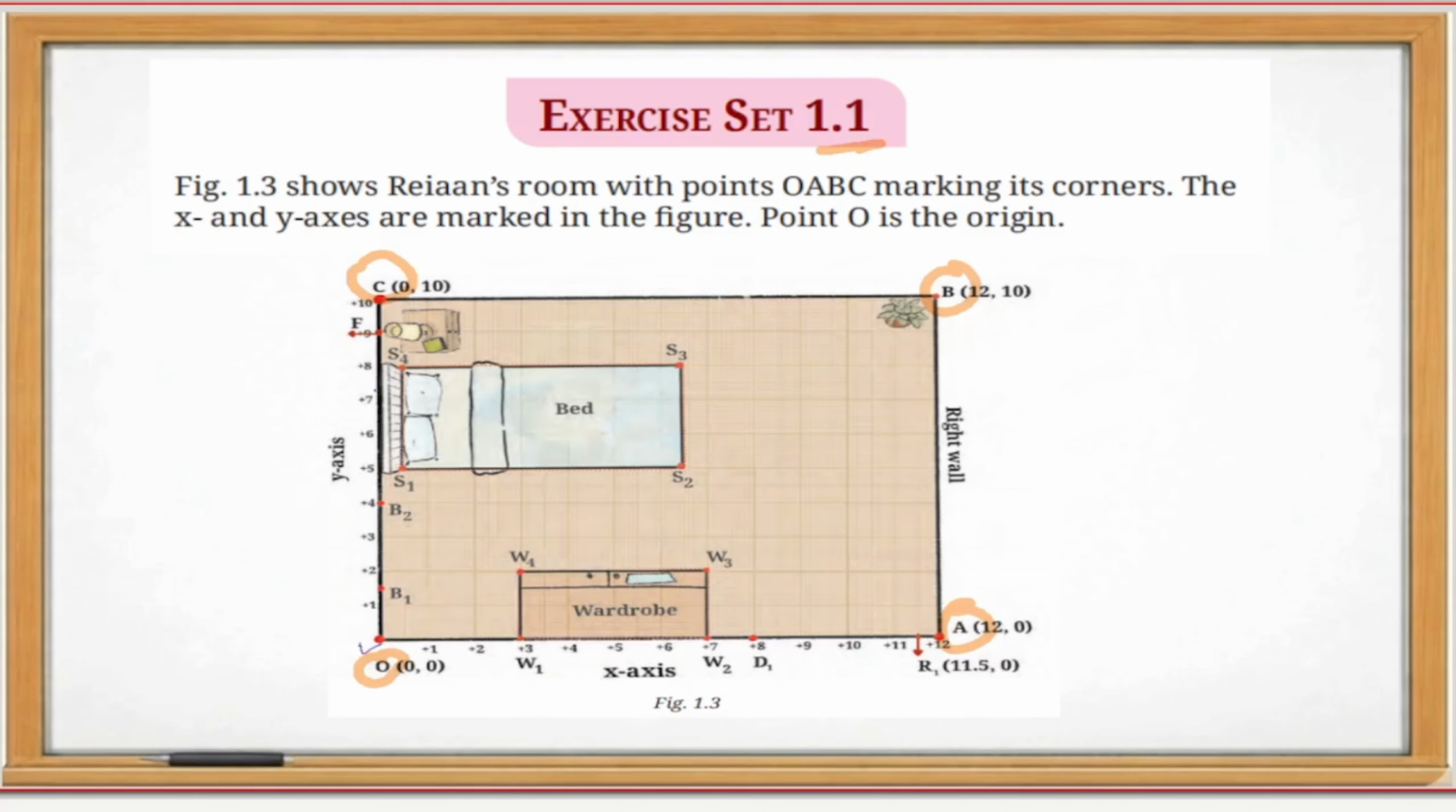See here, point O is the origin. That means from this origin towards the right side is the x-axis and upward is the y-axis. That is, the vertical line is the y-axis and the horizontal line is the x-axis. I hope the figure is clear. Now let us move on to the questions.